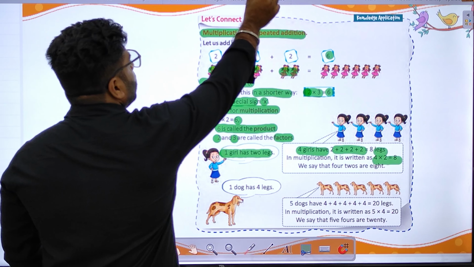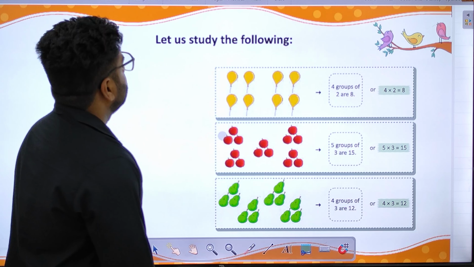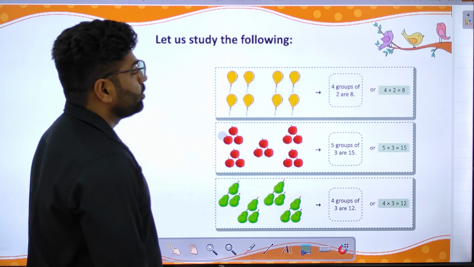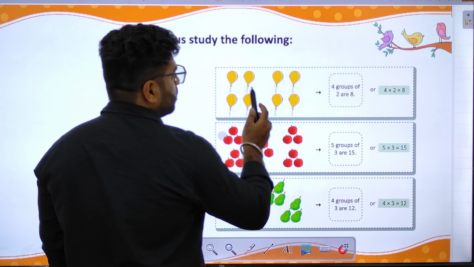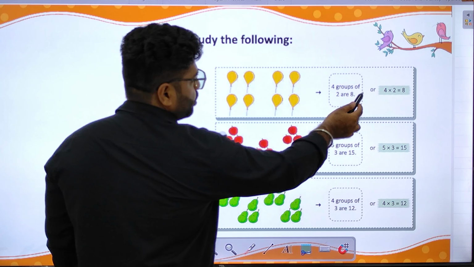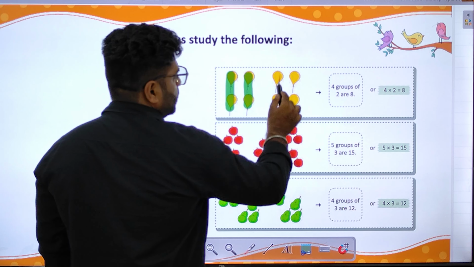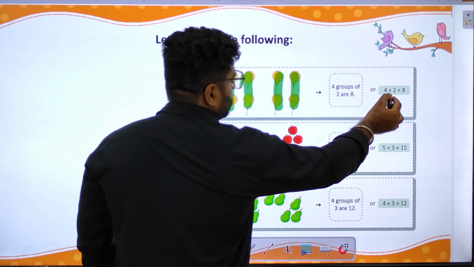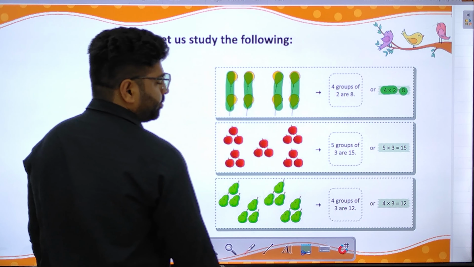Okay, now we are going to discuss our next topic, that is let us study the following. Here we are having balloons. So here we are having two groups of four balloons, or we can say that four groups of two. That means these two, these two, these two, these two. We are having a total of four groups. So we can say that 4 times 2 is 8.